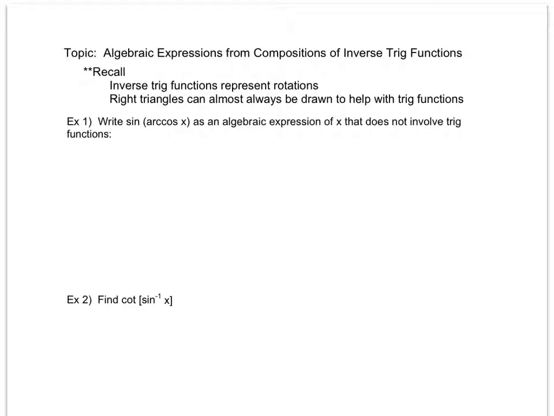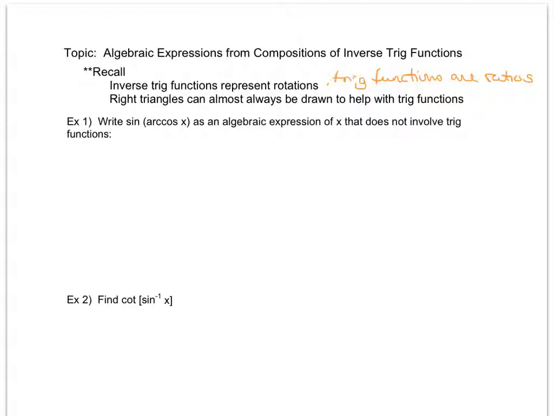One of the things we need to first remember is that inverse trig functions represent rotations, and I'm going to add to that and say that trig functions are ratios. Sine is opposite over hypotenuse, cosine adjacent over hypotenuse, and tangent, of course, opposite over adjacent. We have SOHCAHTOA to help us remember. And right triangles can almost always be drawn to help when we're dealing with trig functions.